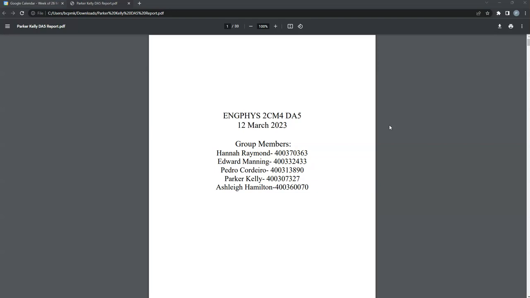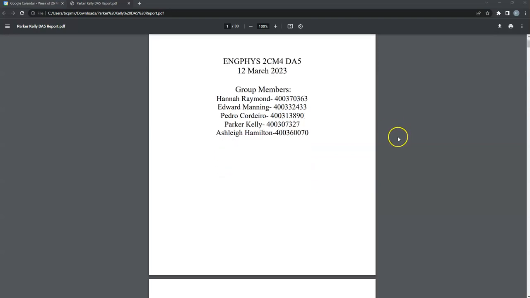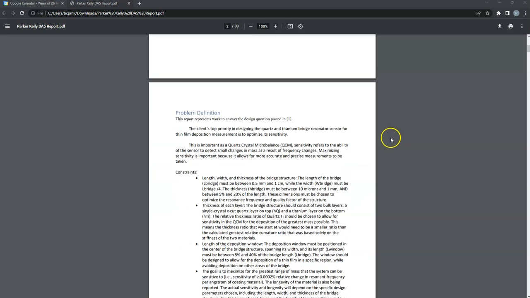In this report, I mainly worked on the Flex and Maple, as mine were the final versions of both, as well as I helped out in the report. We'll be first looking at the problem definition.